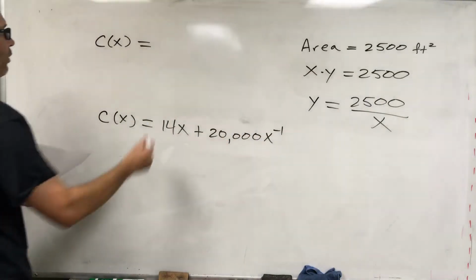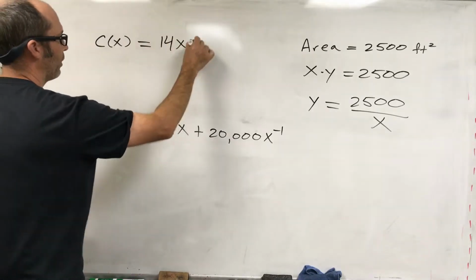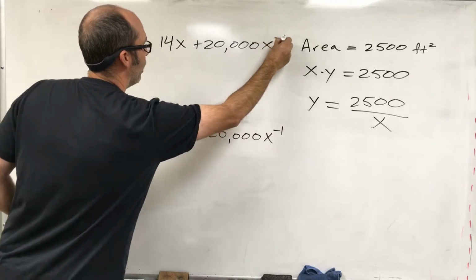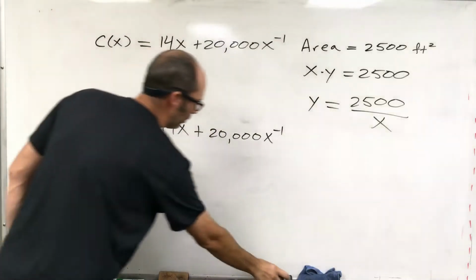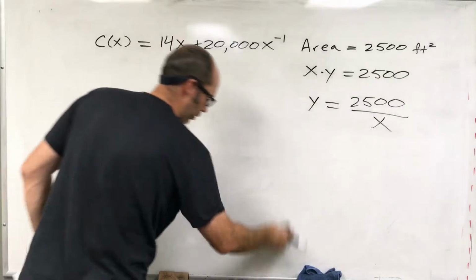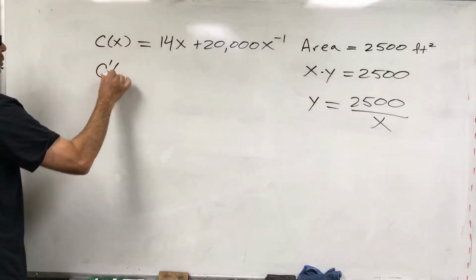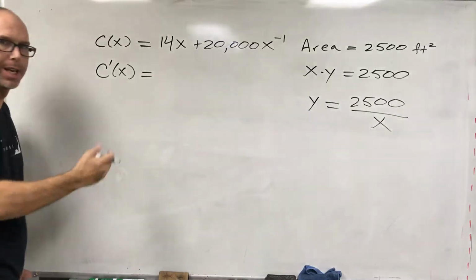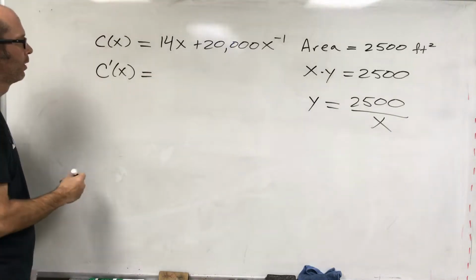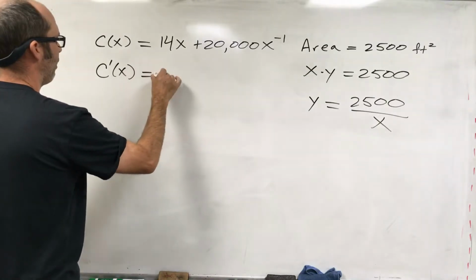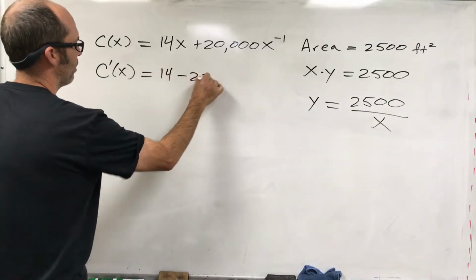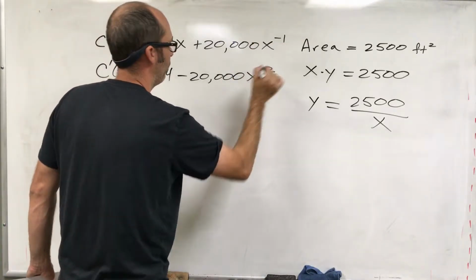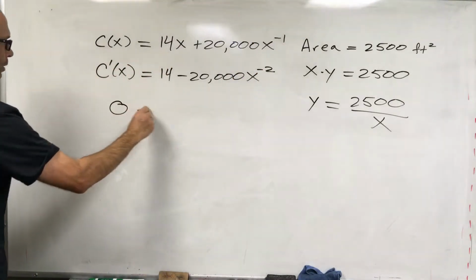C of x is 14x plus 20,000 x to the negative 1. So we'll take the derivative, c prime of x. We're finding our critical points. Remember, critical points are potential maxes or mins. All right, so we've got 14 minus 20,000 x to the negative 1 minus 1, that's minus 2. Set it to 0.